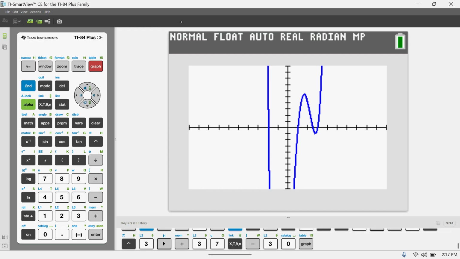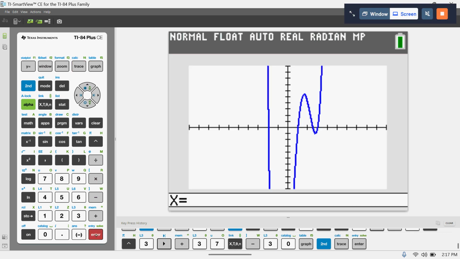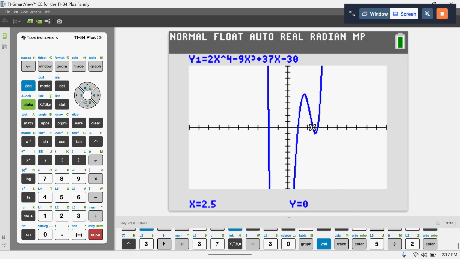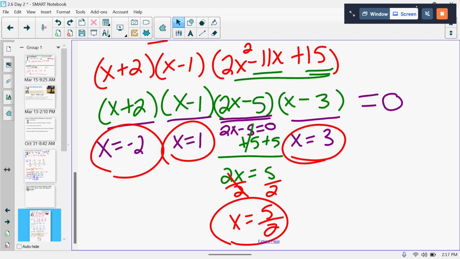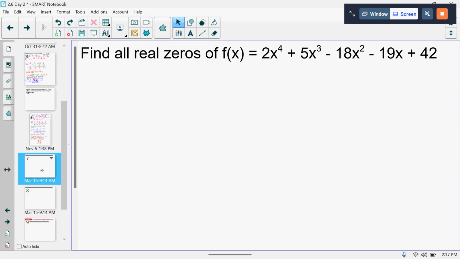And remember, you can check it by that thing I showed you earlier, second trace. If you do 5 divided by 2, it's going to tell you it's 2.5, and it's going to put your cursor there, and you can see, yep, y equals 0. That's one of the places, okay? Questions on that one at all? Okay, last one we're going to look at today. Go ahead and copy this one down.